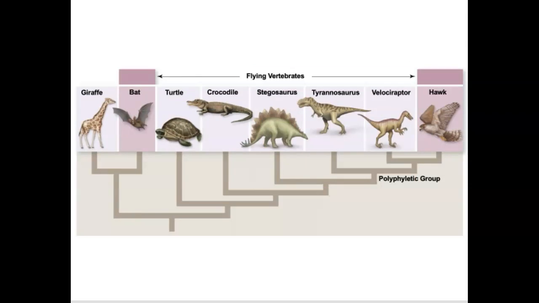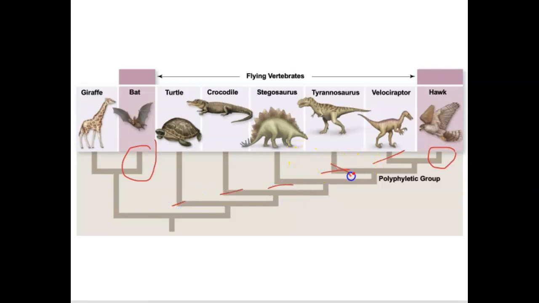Now, the third type, the polyphyletic, is this one. This is just one example, where we'd ask, what are we interested in looking at? Well, let's look at flying vertebrates, any vertebrate that flies. Well, we've got bats right here and hawks over here. We're not going to include any of these.